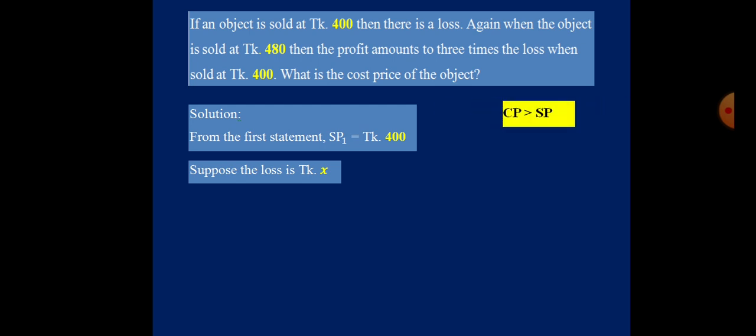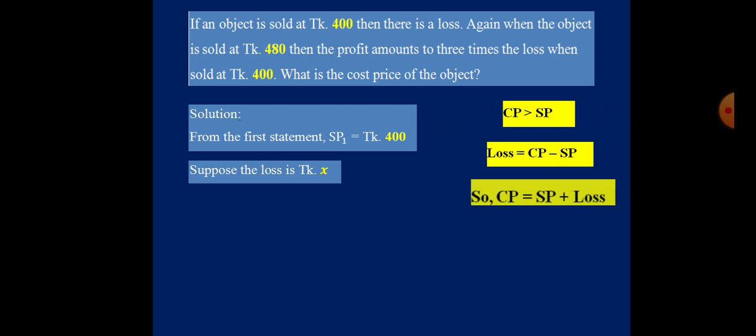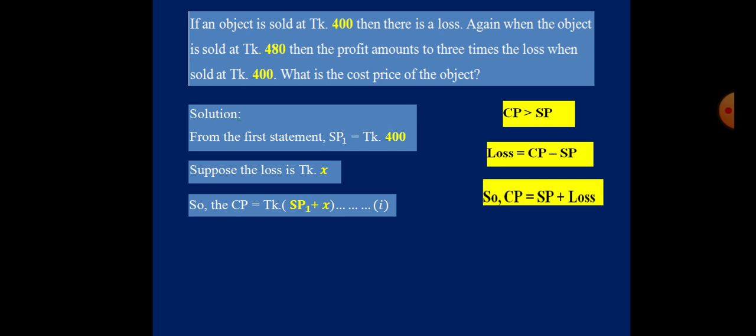Now remember that when there is a loss, you are selling your product at a lower price than your cost price. So in that case, cost price is greater than the selling price and you are having a loss. So the loss must be cost price minus selling price. Now if you take selling price on your left, then cost price would be selling price plus the loss. So on your left, the cost price should be selling price plus x. Your selling price is 400 and your loss is taka x. If you add them up, then you will get your cost price. So simple.